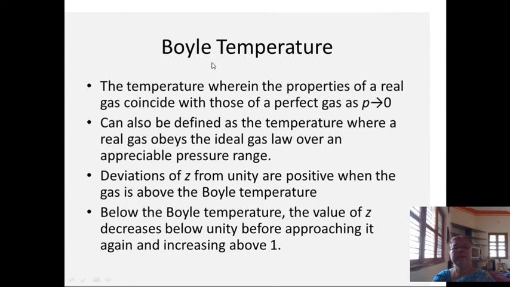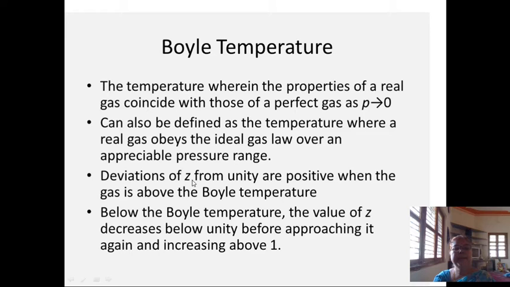Then we will see what is the Boyle temperature. Here the temperature wherein the properties of real gas coincide with those of the perfect gas. That means the temperature range at which the real gases behave ideally within that temperature range. Then Boyle temperature can also be defined as the temperature where a real gas obeys the ideal gas laws over an appreciable pressure range.